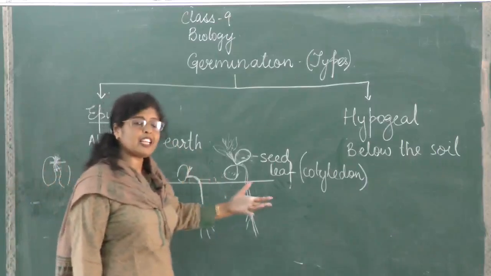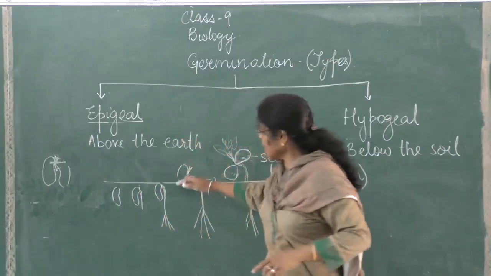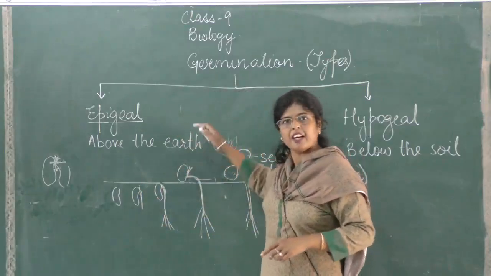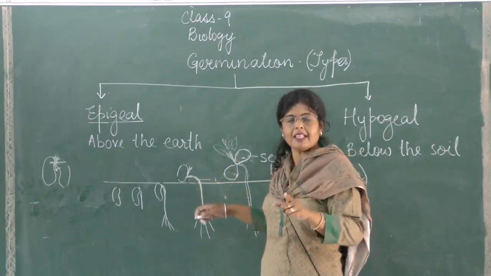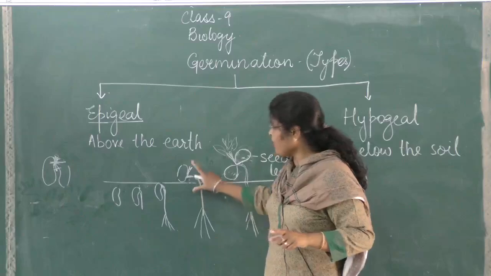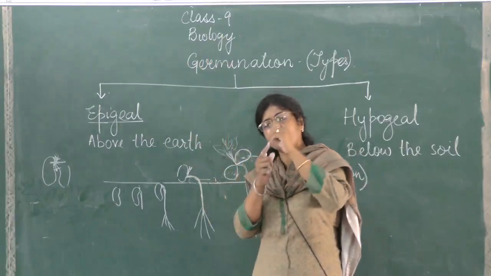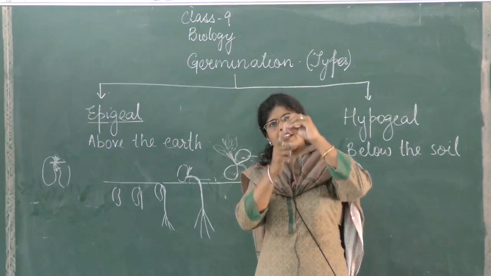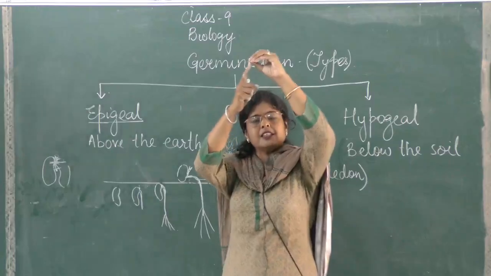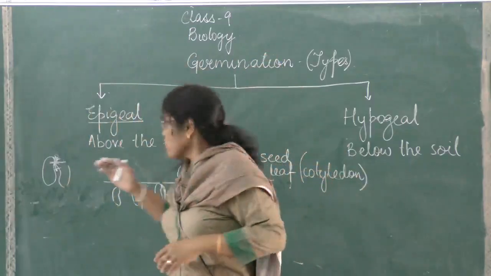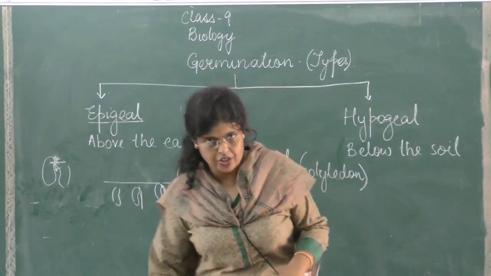What are we finding in epigeal germination? It is epigeal because in the germination, the seed is coming above the ground. Is it clear? But what is elongating? Hypocotyle is elongating. Since hypocotyle is elongating, it is below the cotyledon. So when it is elongating, it is pushing the cotyledon, the seed, above the ground. So this kind of germination is known as epigeal germination.